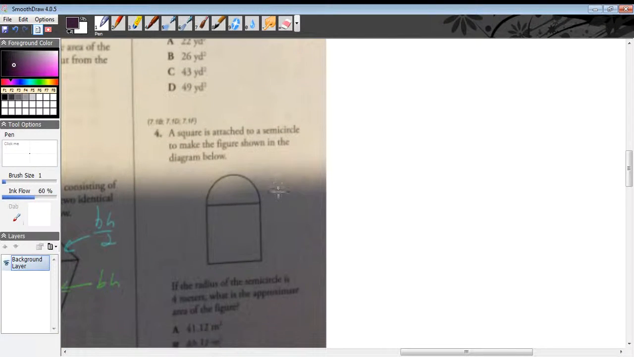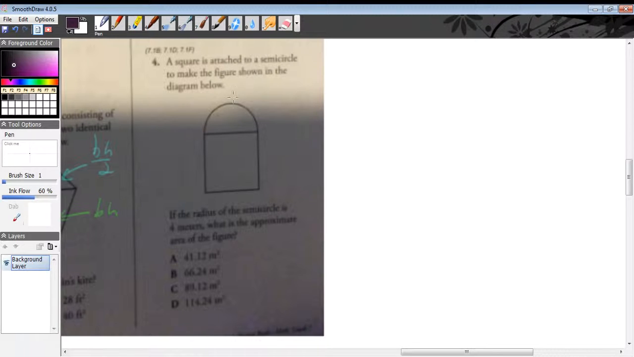Last problem. A square is attached to a semicircle to make a figure in the diagram shown below. If the radius of the circle is 4 meters, what is the approximate area of the figure? Okay, so for this circle, it's a semicircle, do pi r squared divided by 2. For this here, it's length times width for squares. But now notice that the 4 is just half of it. So if we want the length of a full side, it's going to be another 4 here. So each side is going to be 8. I never can draw 8s. 8 times 8 for the square.